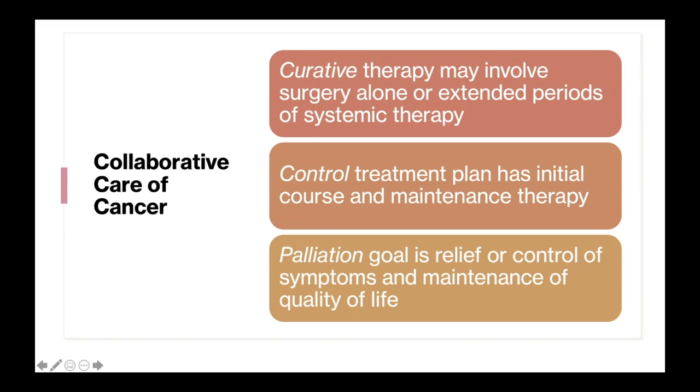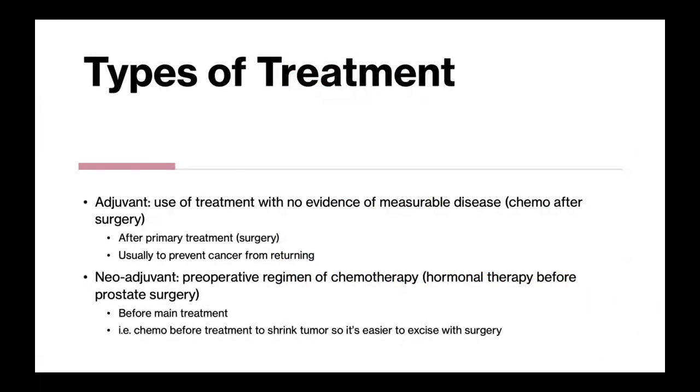And then control treatment is just the maintenance therapy. So sometimes during or after chemo, this happens a lot with breast cancers, you have to take tamoxifen or some kind of oral chemo for a while after you have a surgery. And then palliation. Remember that palliative care isn't always caring for people who are dying, but palliation is when the focus of the care is on relief and control of symptoms and quality of life. Make sure you know the difference between these for sure.